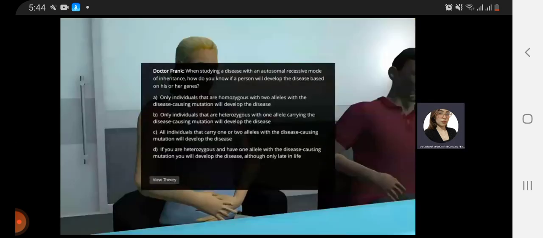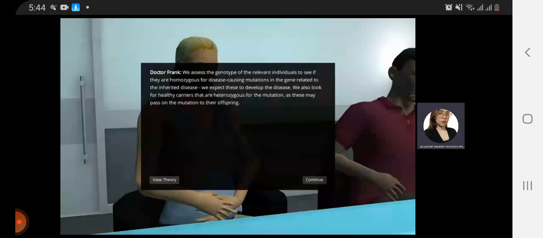When studying a disease with an autosomal recessive mode of inheritance, how do you know if a person will develop the disease based on his or her genes? We assess the genotype of the relevant individuals to see if they are homozygous for disease-causing mutations in the gene related to the inherited disease. We expect these to develop the disease. We also look for healthy carriers that are heterozygous for the mutation, as these may pass on the mutation to their offspring.